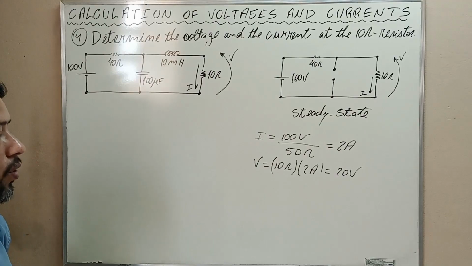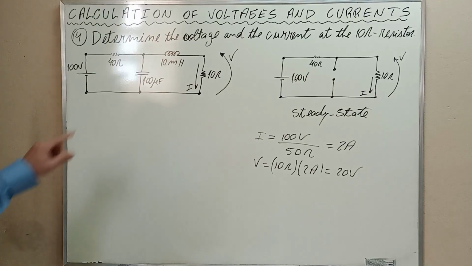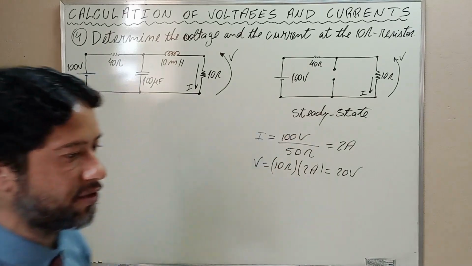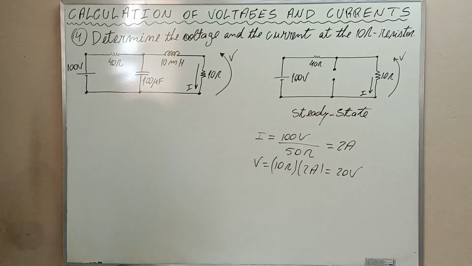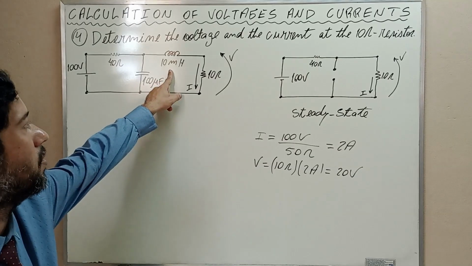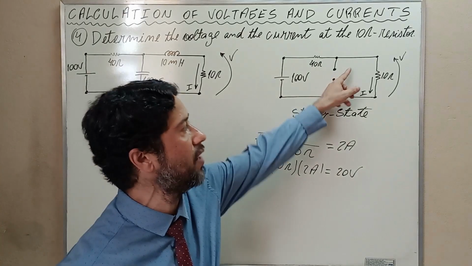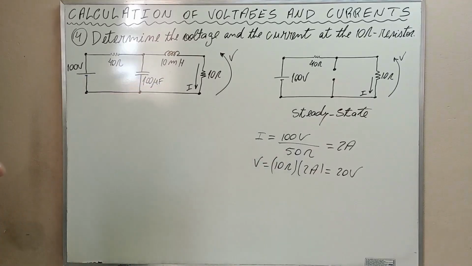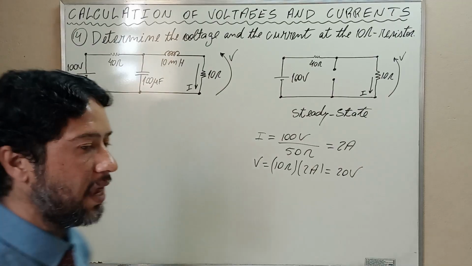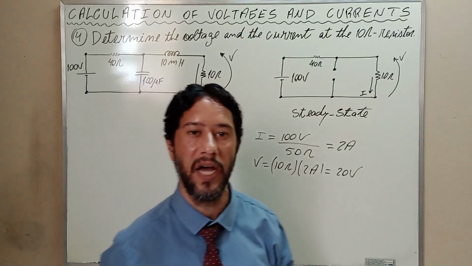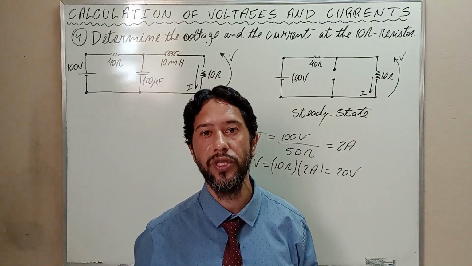Very simple. We simply need to understand that a fully charged capacitor in steady state behaves as an open circuit. Likewise, a magnetized inductor in steady state behaves as a short circuit, and in this way we can calculate what the exercise wanted us to calculate. And this is all for exercise number 4. Let's go to the next.